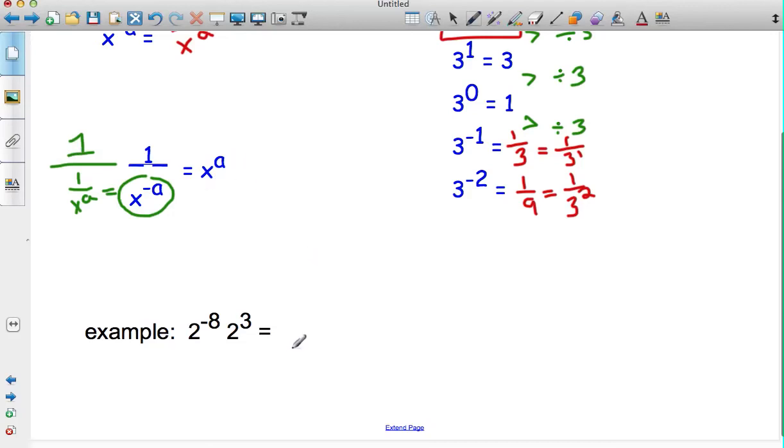Take a look at this example. I have 2 to the negative 8th times 2 to the 3rd. We go back to our rules for when we have the same bases. That's going to be 2 to the negative 8 plus 3, which is equal to 2 to the negative 5th. Oftentimes you're going to be asked to write without any negative exponents, so that's going to be 1 over 2 to the 5th. You could also write that as 1 over 32, but that's not a huge number. You could leave it either way, but the 2's are fairly simple to write out.